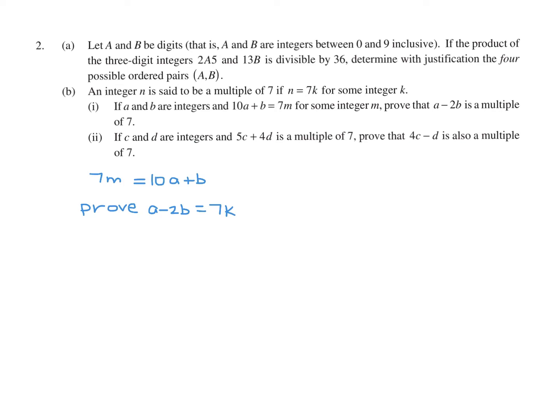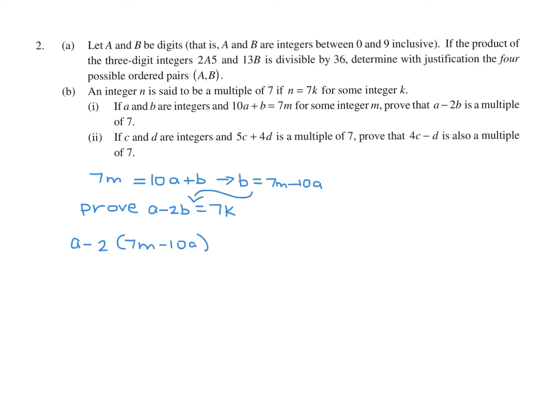So let's see here. From this equation, I can isolate for one variable. I'll isolate for b. b is going to be 7m minus 10a. Then I'll substitute that into here. So a minus 2b, which is a minus 2 times (7m minus 10a), and that is equal to 7k.